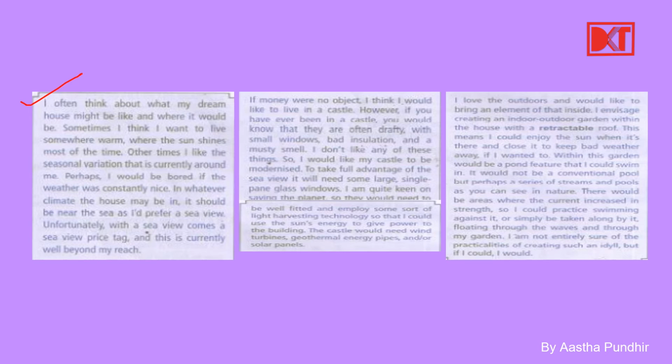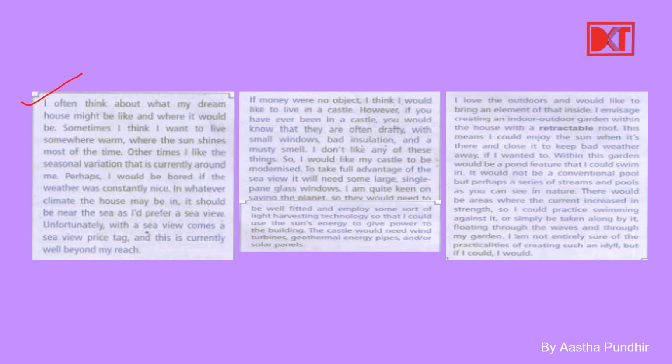So first of all, he thinks about the weather, that he wants to live somewhere warm where the sun shines sometimes, and he thinks that maybe the weather should not always be nice. Sometimes I would also like a seasonal variation, because he would probably be bored if the weather is the same all the time. And then he says, I would like a sea view, but that sea view house is always very expensive, which is currently out of my reach.